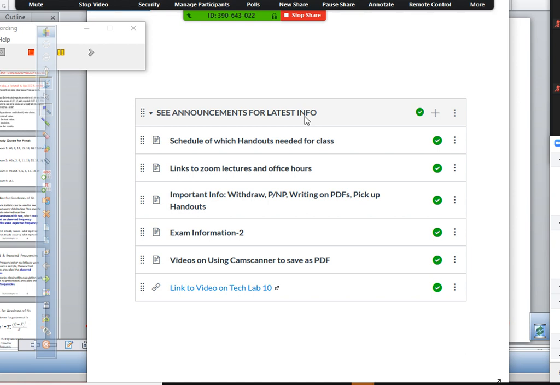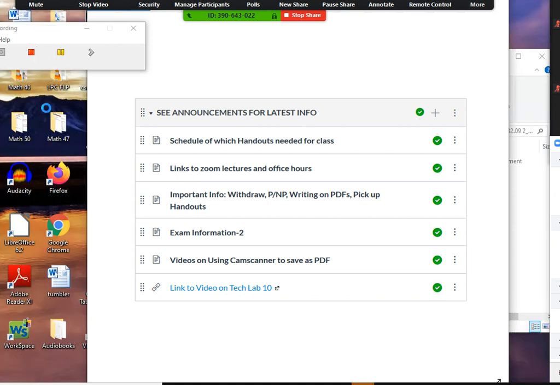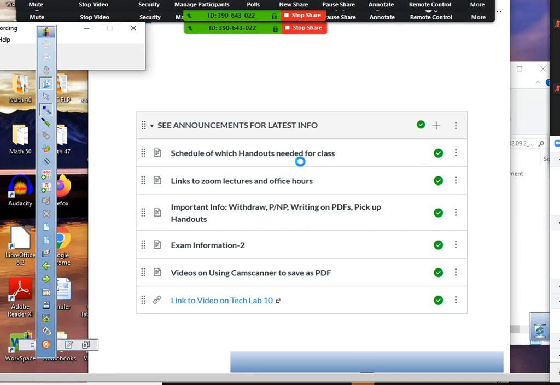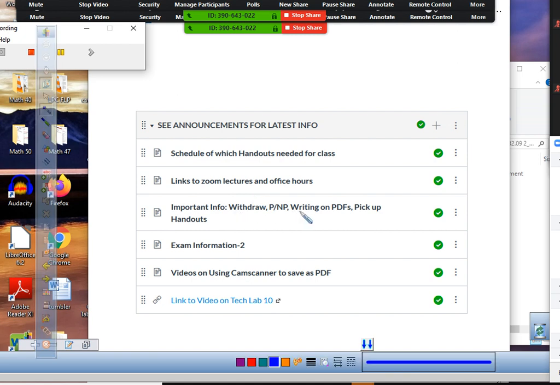So if you go to Canvas, what you'll see in that first module is this right here. Maybe I should take a picture of it. It has other important information, like if anybody's interested in doing a pass/not pass, or you have friends who want to do an XW, this is information on the links to those forms. And then here's the video on how to use Cam Scanner. It's a free app, available on both iPhone and Android, and there are videos on how to use it in there.